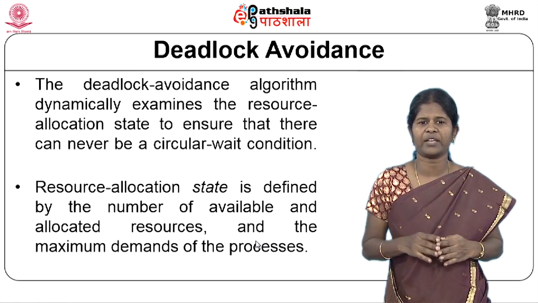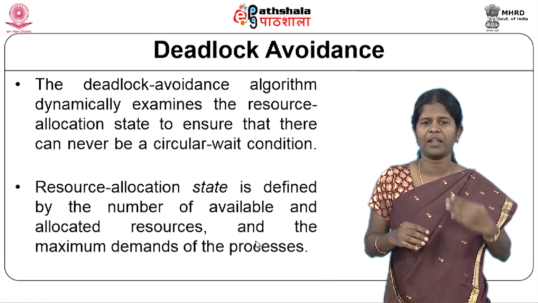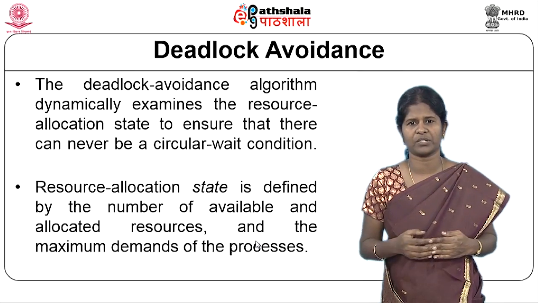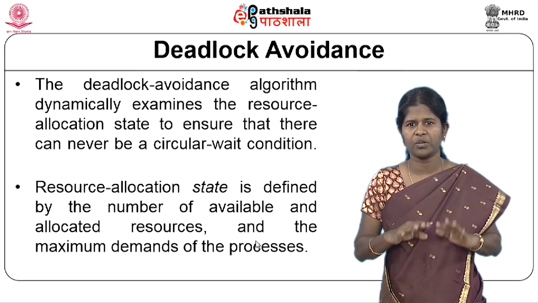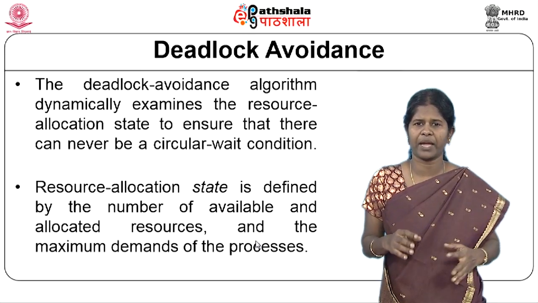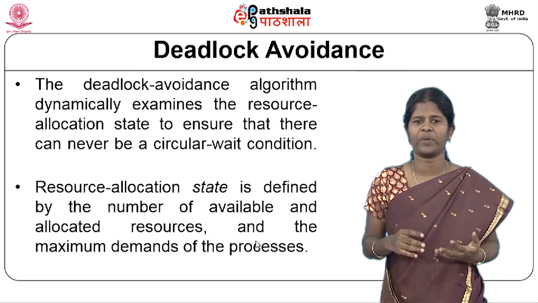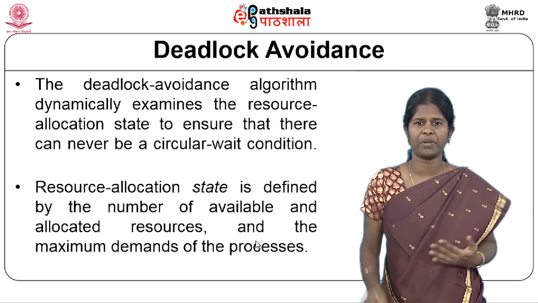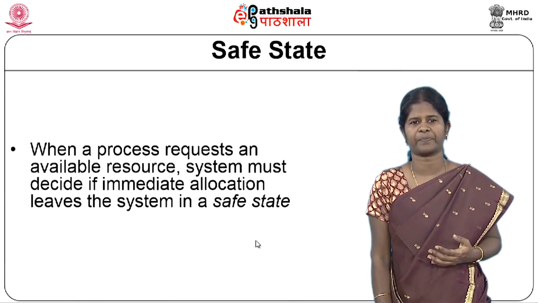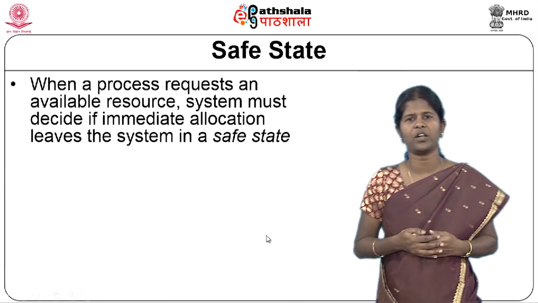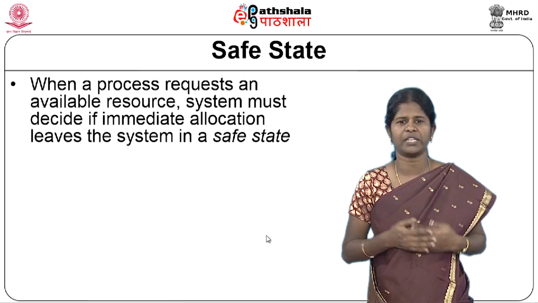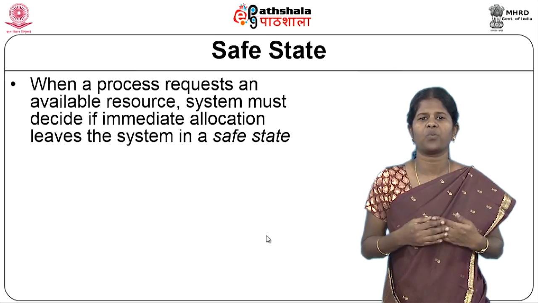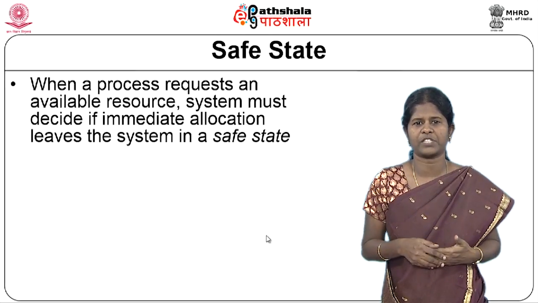It is actually defined as the number of available and allocated resources and the maximum demand of each of the processes. So, at a particular time you define the state of a system by whatever is currently available, whatever is currently allocated, and what is the maximum demand of all the processes. Now, in a deadlock avoidance algorithm, you first need to ensure that the system is in a safe state or not. So, what is meant by a safe state?